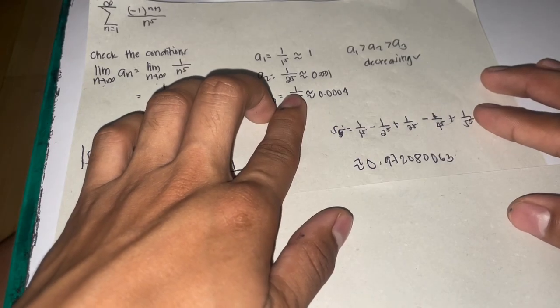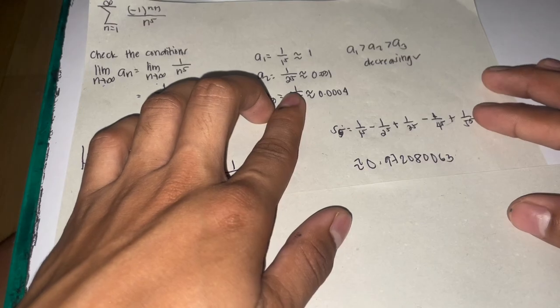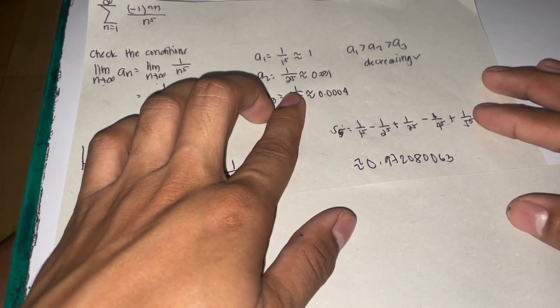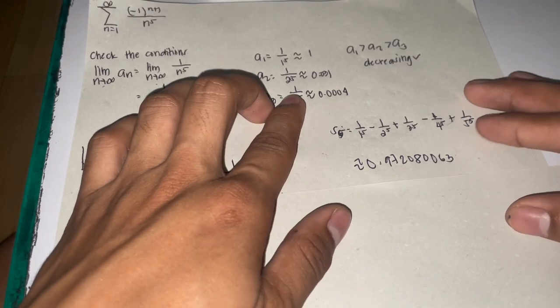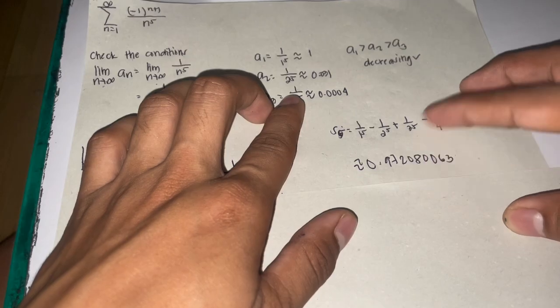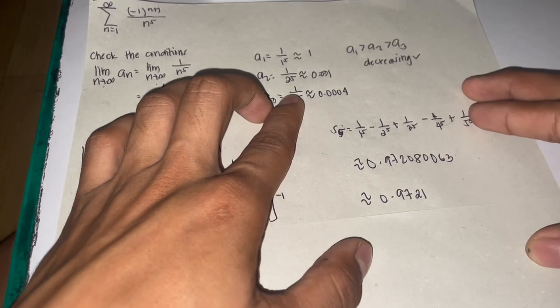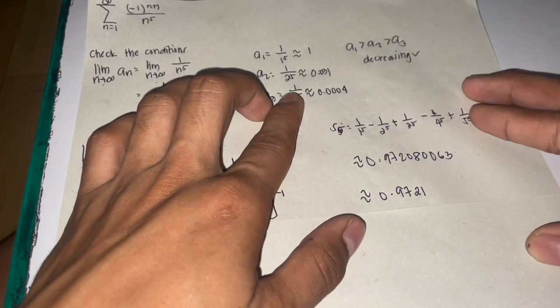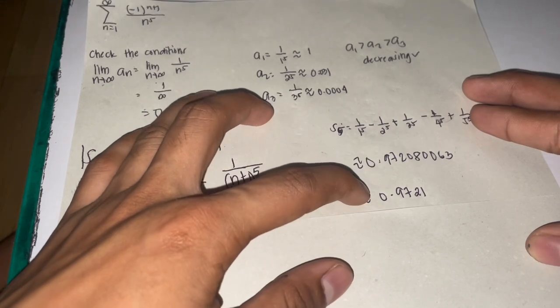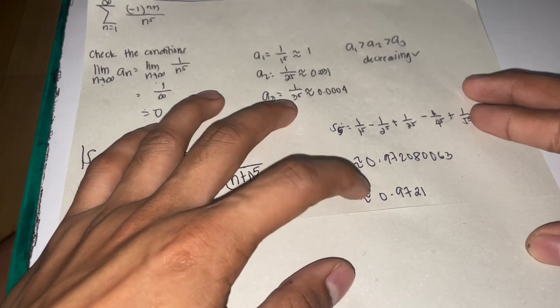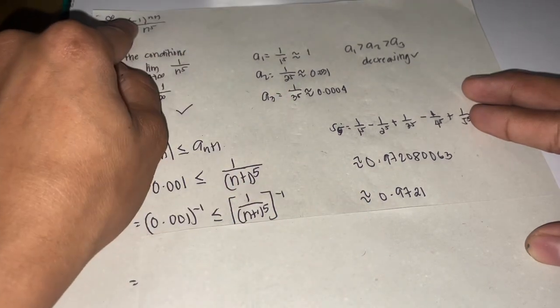0.97208063. And since based on the direction we only need 4 decimal places, we will round that off into 4 decimal places. So we have 0.9721. And that is the approximate sum of this series.